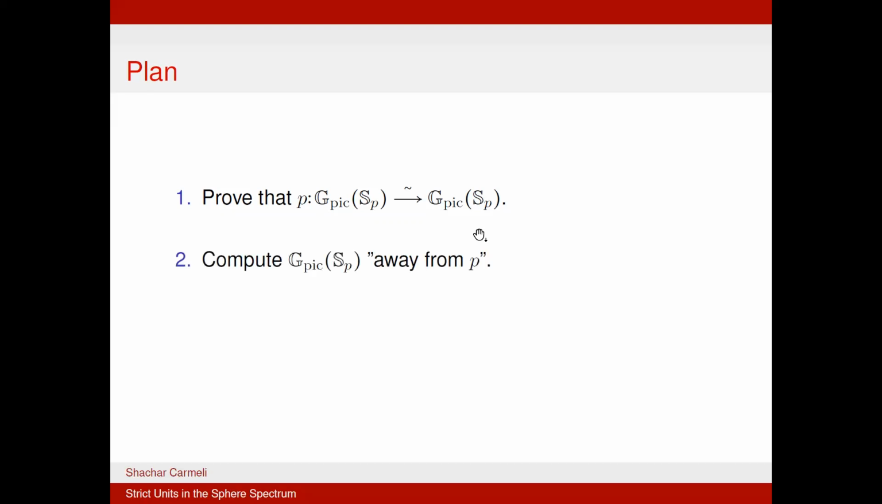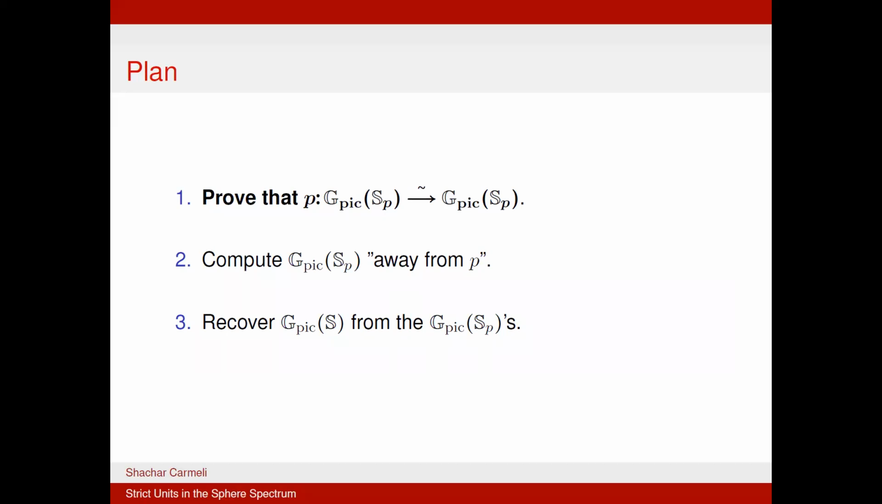The second part is to compute the contributions to the strict Picard spectrum of the P-complete sphere away from P. And then the third part would be to assemble the information from the P-complete components to the computation of the strict Picard spectrum of the sphere. So there are 3 parts, and I will describe briefly all of them.